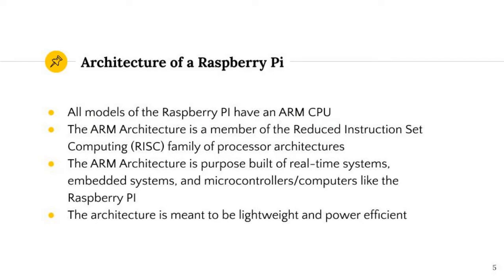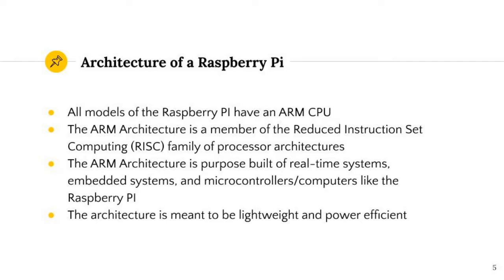Okay, so the architecture of a Raspberry Pi. All models of the Pi, like the Model A and B, B plus, Pi 3, Pi 4, all the different versions of it, have an ARM CPU built into it. And ARM is an architecture that's part of the reduced instruction set computing family of processor architectures. And that just means that it uses fewer cycles per instruction, making it more power efficient and therefore output less heat. So it's much easier to cool down and maintain it.